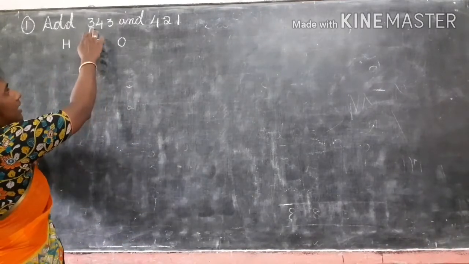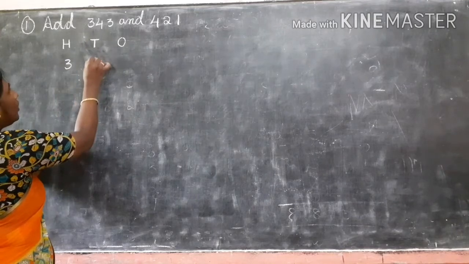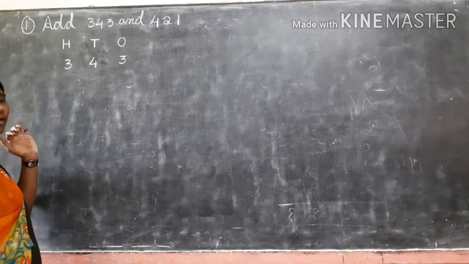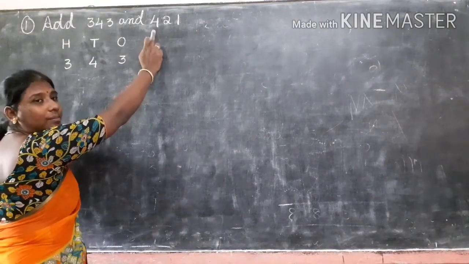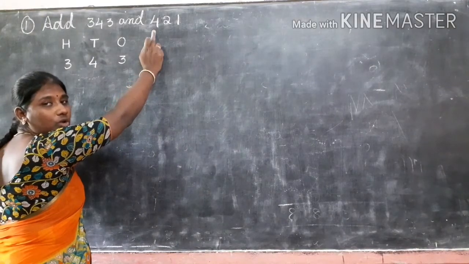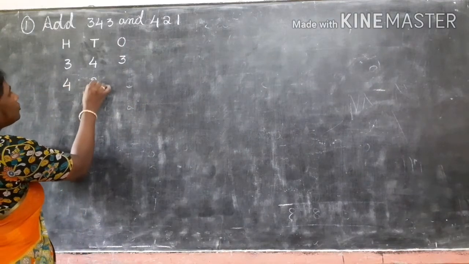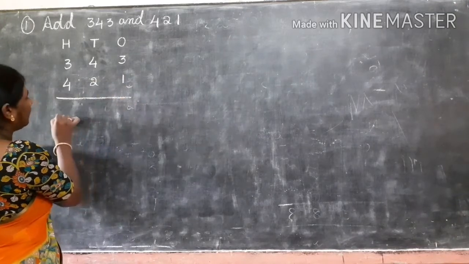Now the first number is 343. So 3 is in the hundreds place, 4 is in the tens place, 3 is in the ones place. Next one, here also 421. This number also starts from the hundreds place. So we have to write 4, 2, 1. Now we have to do the addition.